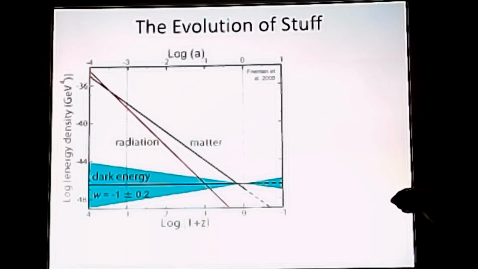So the matter density drops off with scale factor. The radiation density drops off too, but it also has all your photons stretching out. They lose an extra factor of the scale factor. So it redshifts as scale factor to the 4th. So radiation and matter drop off.